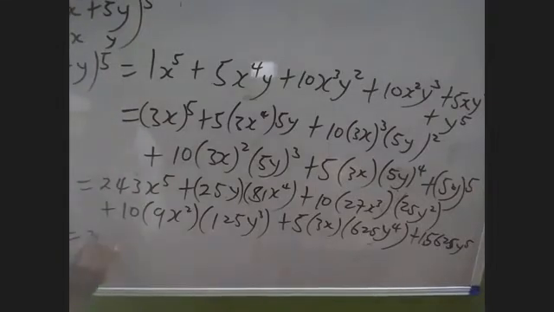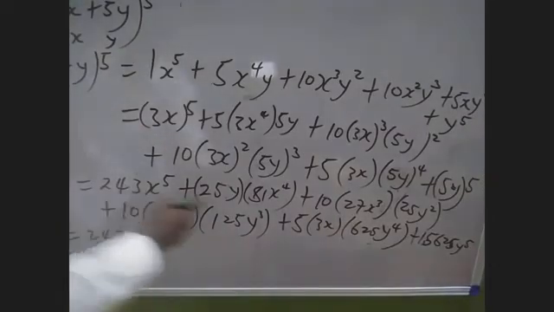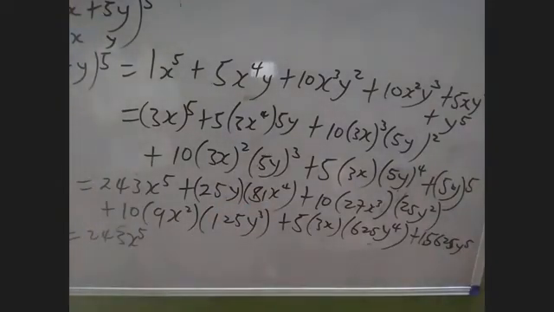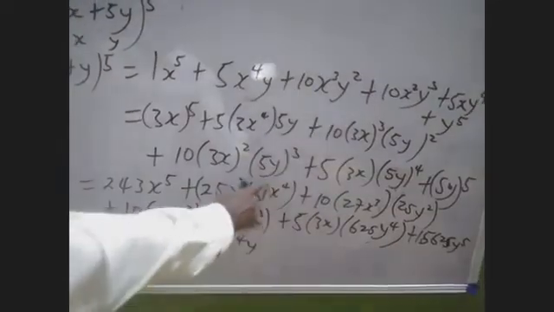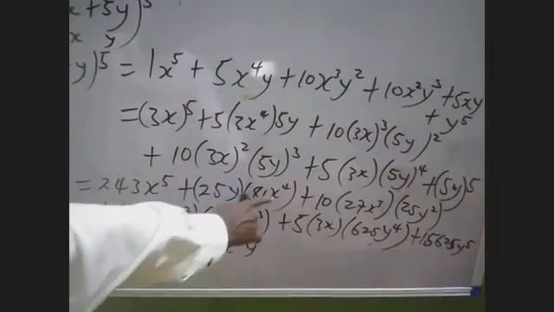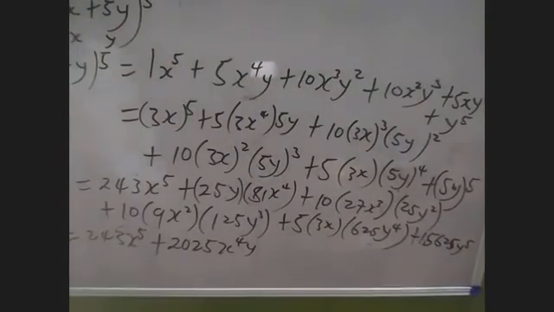We already know that this one is 243, 243 s raised to the power of 5. Then you have 25 times 81. 25 times 81 will give us 2,025. That's plus 2,025 s raised to the power of 4 y. Remember, you have only one y here. Yes, that's why you have s raised to the power of 4 there.